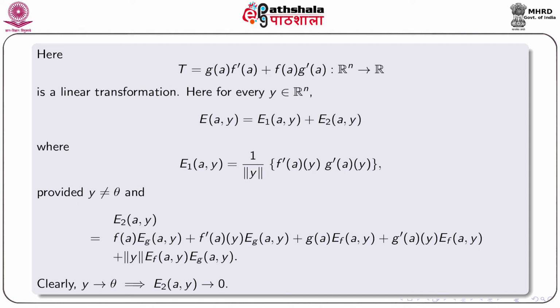If I look at the right hand side once again, I have 5 components, in each of which there is at least one error term, and the other terms associated with the error terms are all bounded quantities. So, as y approaches the origin, we must have E2 a y tends to 0.